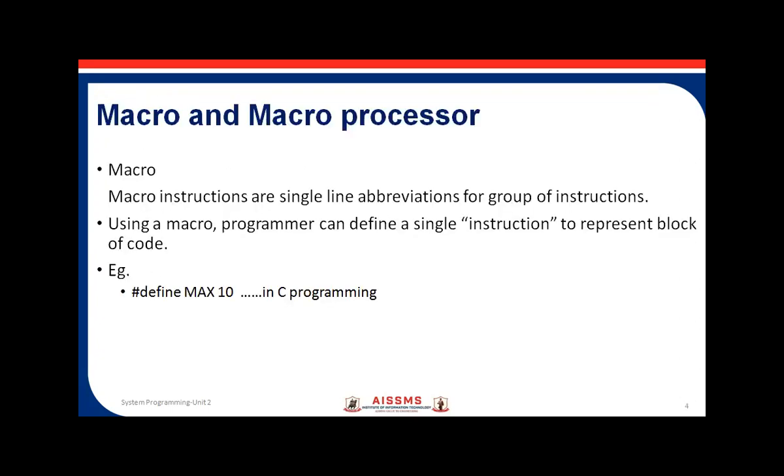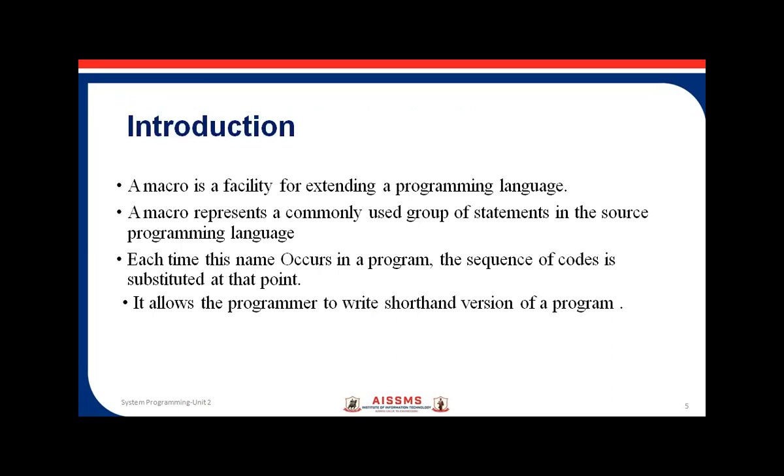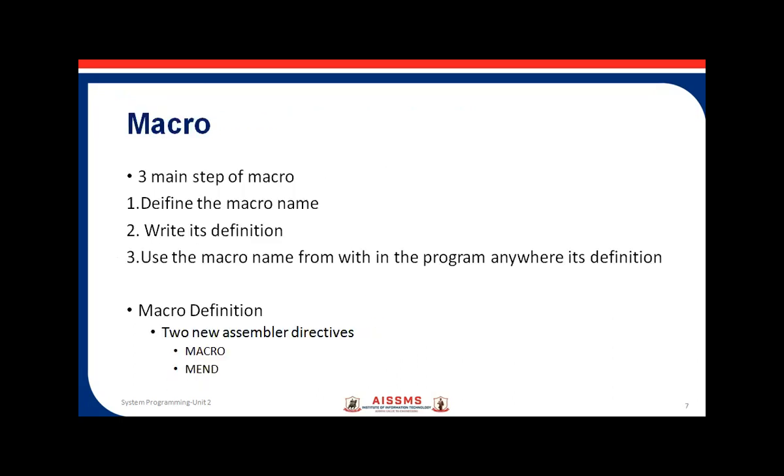So we have seen what we mean by macro and macroprocessor. A macro is nothing but a small block of code which is repeatedly used in the program. Whenever we want to use that particular block of code again and again in a program, it is convenient to write that code in a macro and simply make a call to the macro. So that is the macro that we have seen.